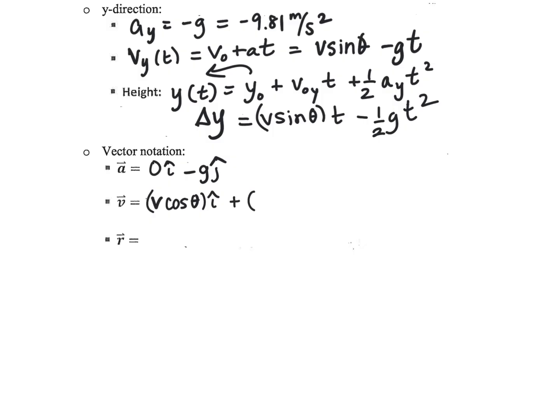Plus, we just found this, didn't we? V sine theta times t. Oops, sorry. This is times t, isn't it? Did I leave a t out? I did, didn't I? Times t in the i hat direction plus v sine theta t minus gt. That is in the j hat direction, isn't it?